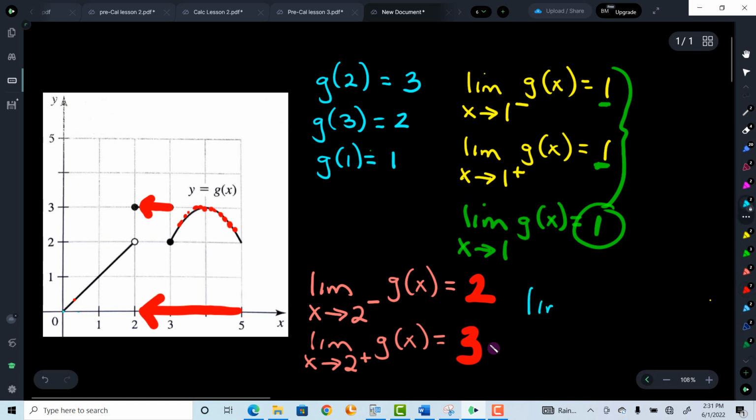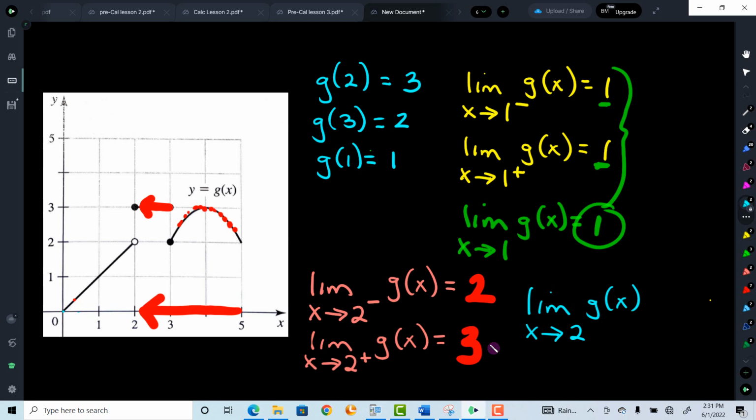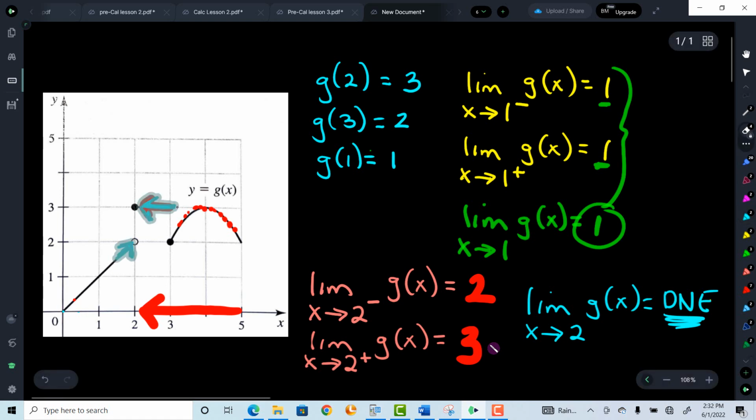So, what is the limit as x approaches 2? Because from the left, we got 2. From the right, we got 3. They are not the same. Therefore, the limit does not exist. We write DNE, does not exist. The limit from the left must equal the limit from the right. Otherwise, the limit does not exist. It's as simple as that.